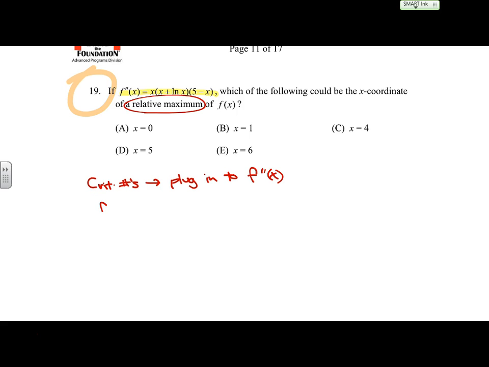Some of you were saying if f double prime is greater than 0, you were on the right track: f is concave up, and it could be a relative min. If f double prime is less than 0, concave down, if it's a critical number, it will be a relative max. This one says could be. Why did it say that? Because we cannot know whether or not they are critical numbers.